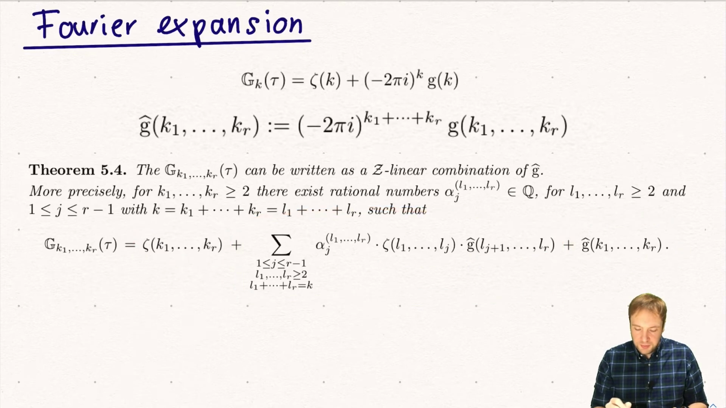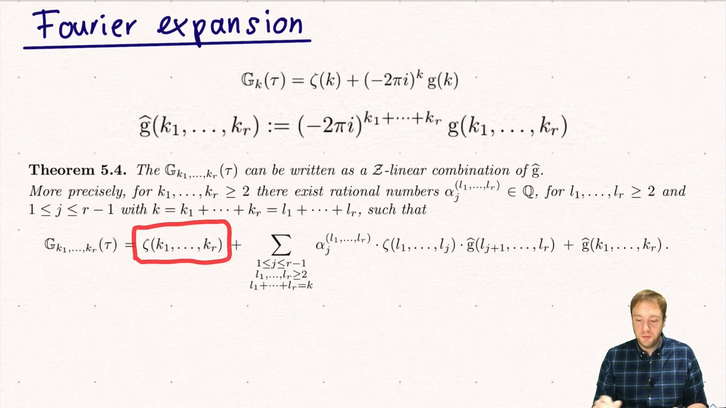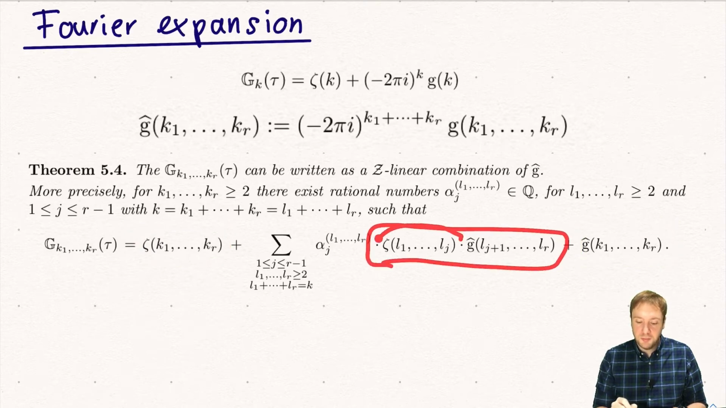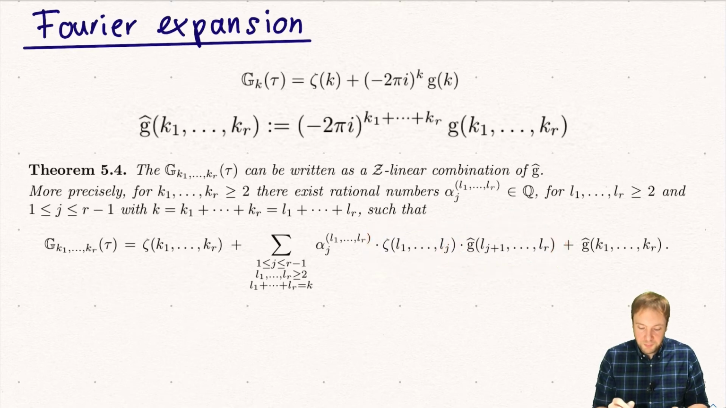And here one sees that this is a multiple zeta value of depth j, and this j is greater or equal to 1 and strictly smaller than r. And the depth of this g is also greater or equal to 1 and strictly smaller than r. So the only depth r terms in this expansion are given by this multiple zeta value and by this g hat, and in between we have a mix of smaller depth multiple zeta values and smaller depth g hats, and they have some rational factors here.